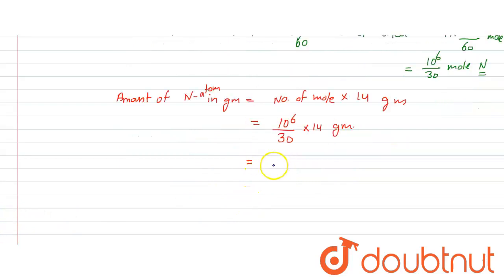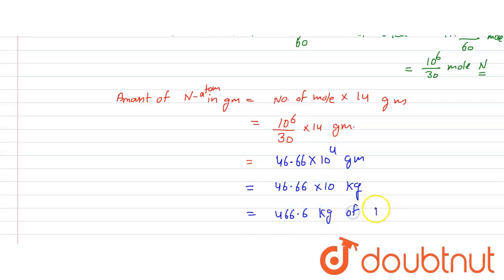And here it is equal to 46.66 into 10 to the power 4 gram, and in kg, then divide by 1000, it is equal to 46.66 into 10 kg, which is equal to 466.6 kg of nitrogen contained by 1000 kg urea. So it is our answer.